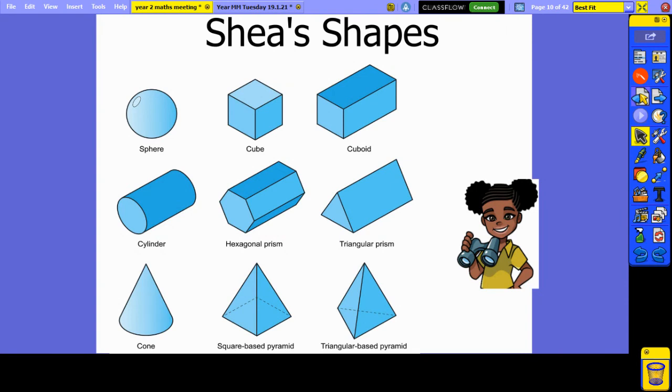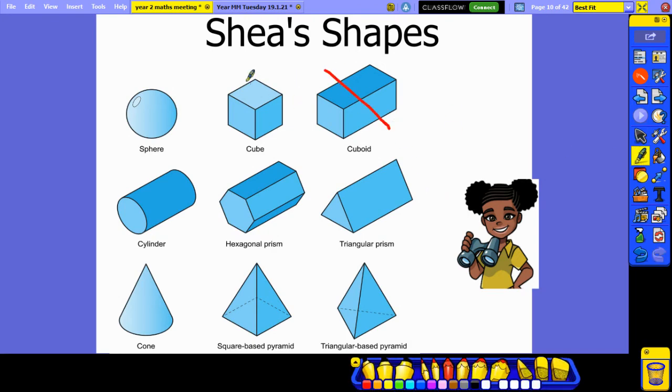So, her shape has 2 circular faces. It can't be a cuboid. It can't be a cube. It can't be a triangular prism. It can't be a hexagonal prism. None of them have circular faces. Nor does a triangular base pyramid. Nor does a square base pyramid. A cone has a circular face at the bottom, but only one. Can't be that. Cylinder. 1 circular face at this end. 1 circular face at this end. A cylinder's got 2 circular faces. Tick. That was the shape Shia was thinking of.